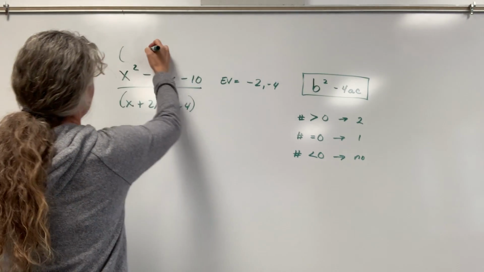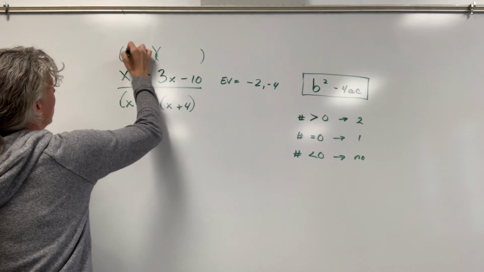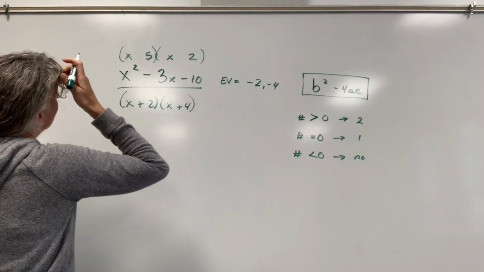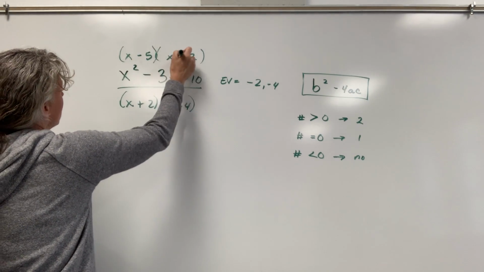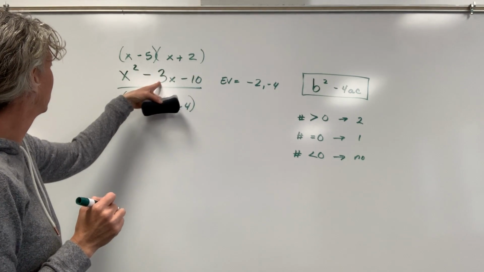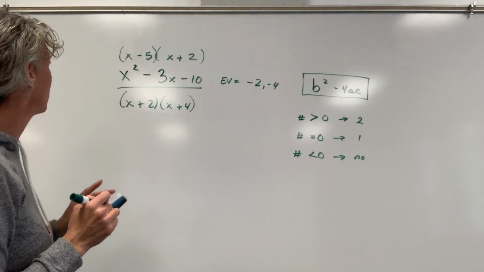I'm going to do x and x, and 5 and 2, I think, make 10, right? We're going to do a -5 and a +2 probably, right? Because that would make -3 when I add them, but -10 when I multiply them.